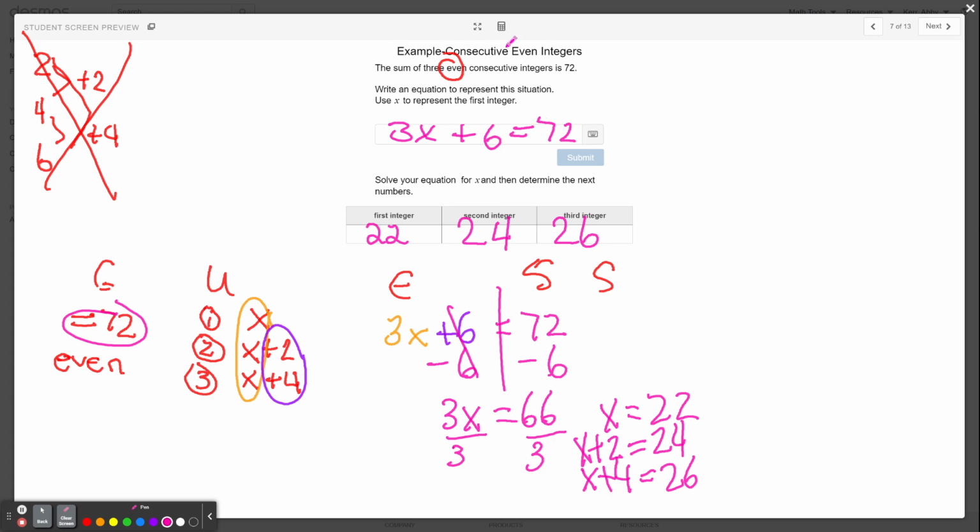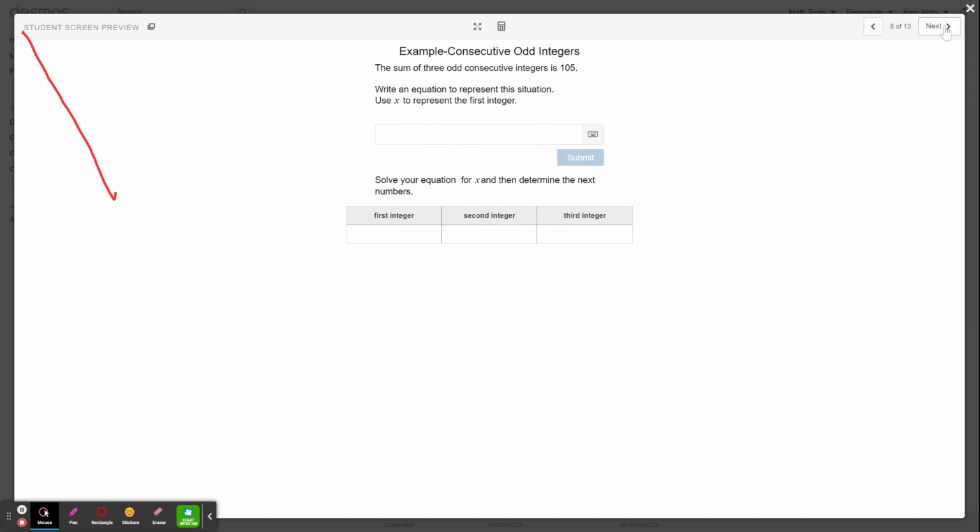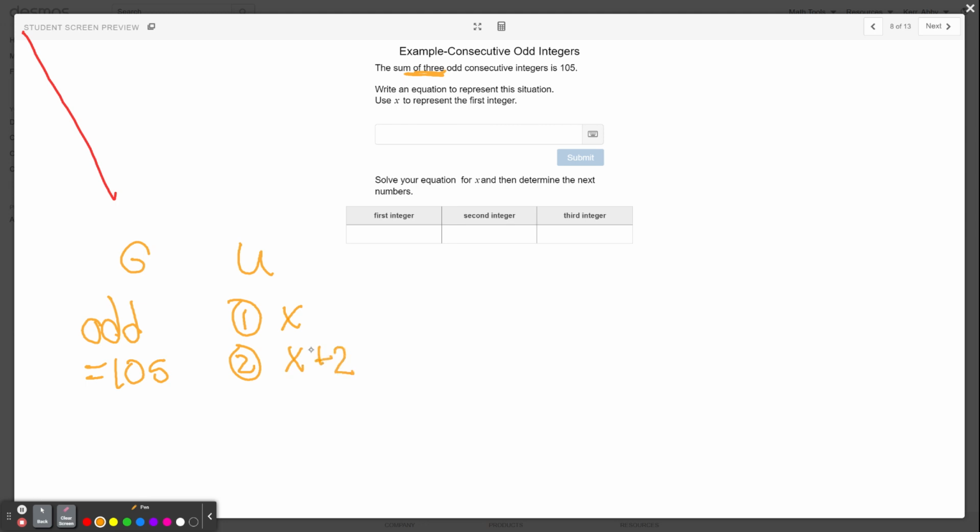Now the nice thing about even and odd consecutive problems, they're going to be the same, okay? Because you're skipping. So it says the sum of 3 odd. So we're going to do odd. And we know that it's going to be 105. Now it tells us we need 3 of them. So our first number is always going to be x. Our second number is still going to be x plus 2 because we're skipping that even number. And then our third number is still going to be x plus 4.